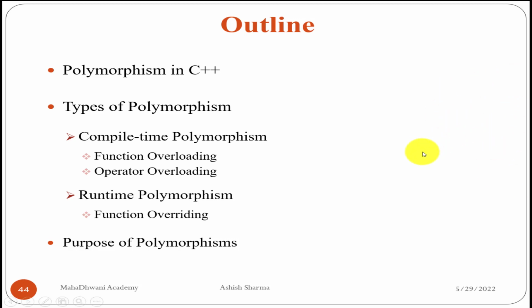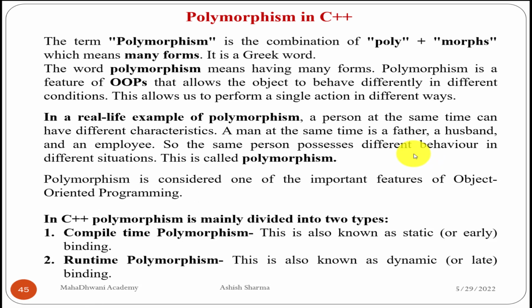First is polymorphism in C++. Polymorphism is the third pillar of the object-oriented programming system. Because polymorphism is a wonderful concept, we will use the same name for the same type of action. We will not take a different name for the same type of action. We will understand this. First, we should be aware of the term polymorphism.